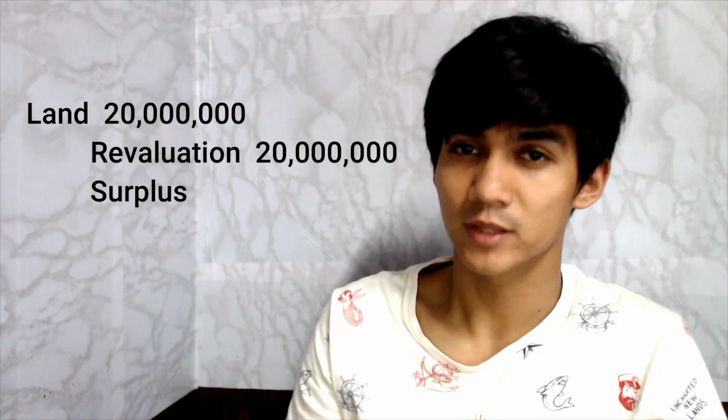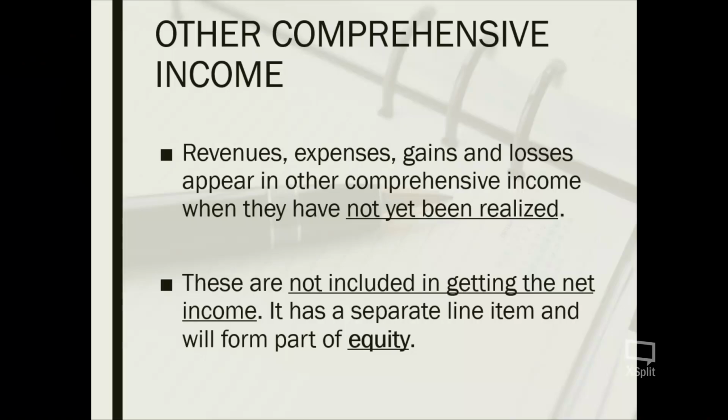So, the journal entry here will be a debit to land na 20 million kasi syempre tataas yung value ng land. Kanina 20 siya, ngayon naging 40. So, we have to add another 20. And we have to credit revaluation surplus for 20 million as well. So, malalagay siya doon sa other comprehensive income part natin sa statement of comprehensive income. These are not included in getting the net income. It has a separate line item and will form part of equity.